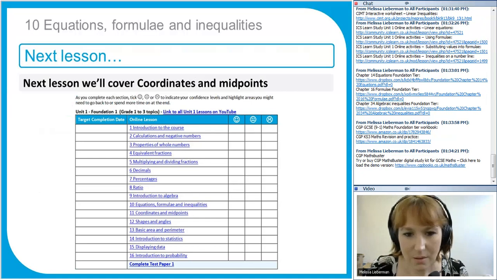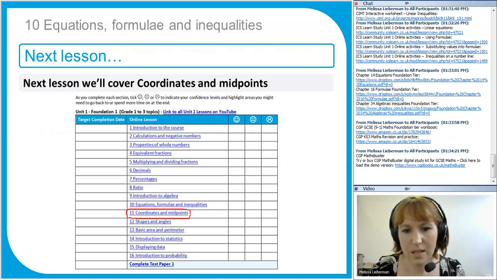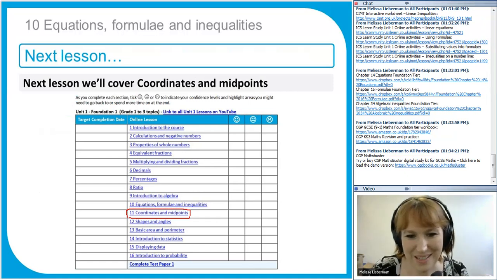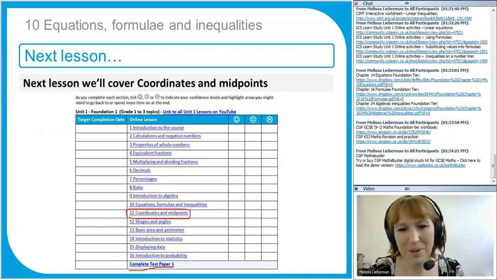Next lesson, I'm going to cover coordinates and midpoints, as I mentioned. Do come along. Midpoints are kind of tricky. Coordinates should be quite straightforward, but I'll do some more difficult examples in there as well. There's a question on the first test paper at the end of this unit, test paper 1 with coordinates, that a lot of people find tricky, but I'll cover all that you need to know to answer that question next lesson.